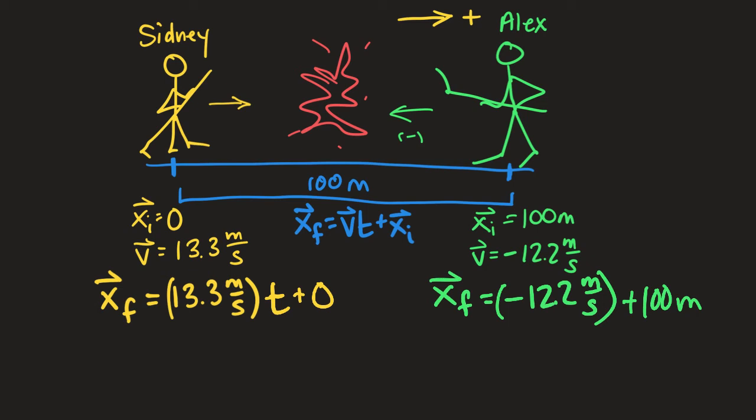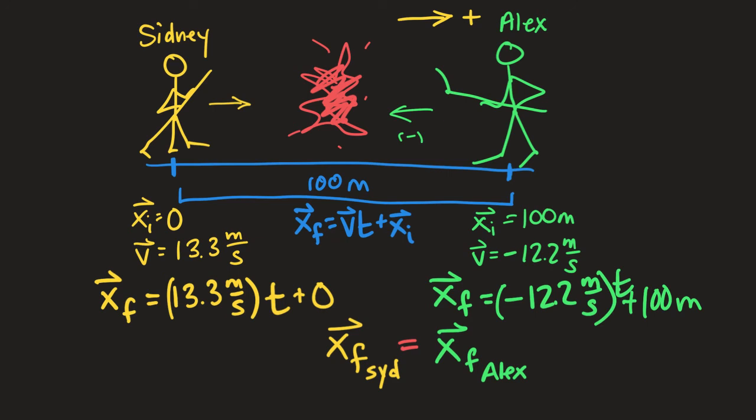Now, because they're going to collide and hit at this position, I can set these two equal to each other. X final for Sidney is going to be equal to x final for Alex. And then you're going to solve for t. Here I am making a video and I forgot to put t in there. It's negative 12.2 meters per second t plus 100 meters.